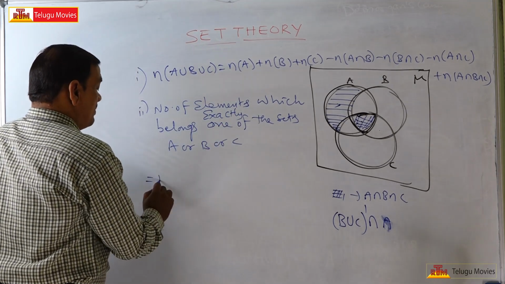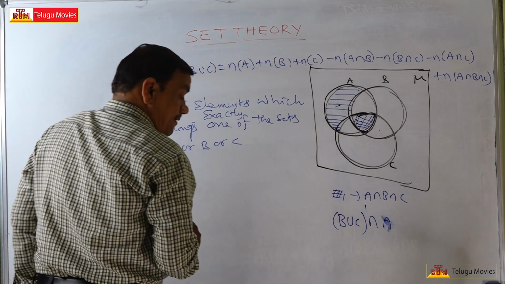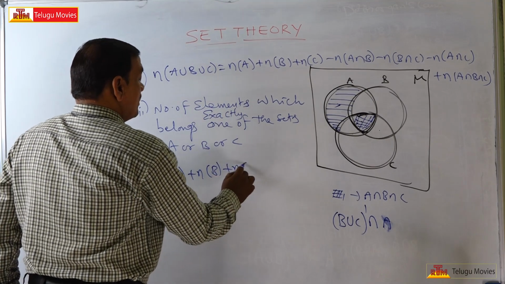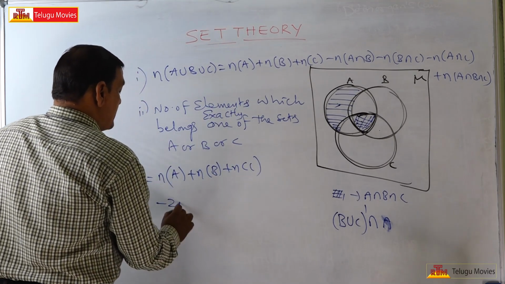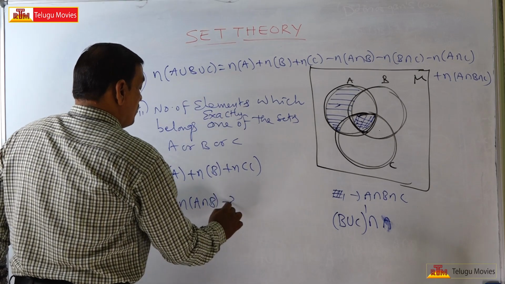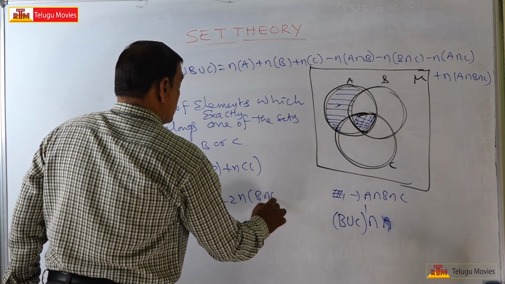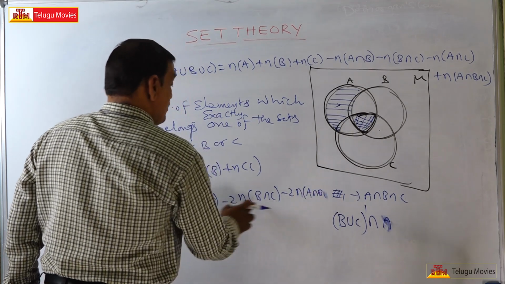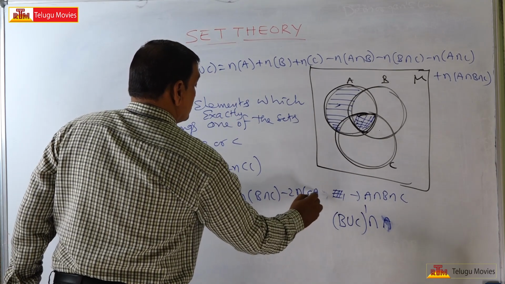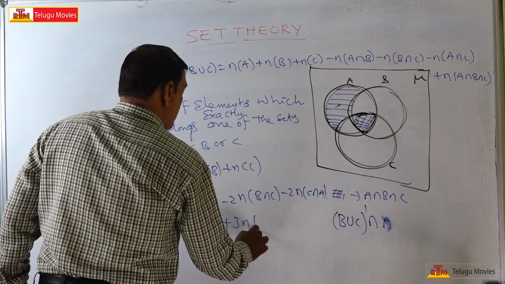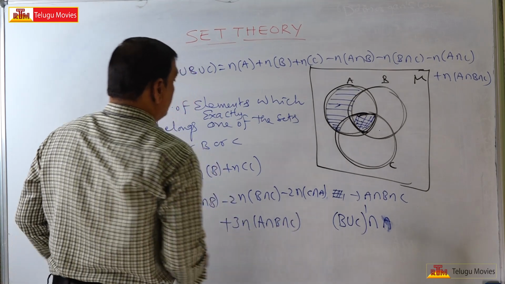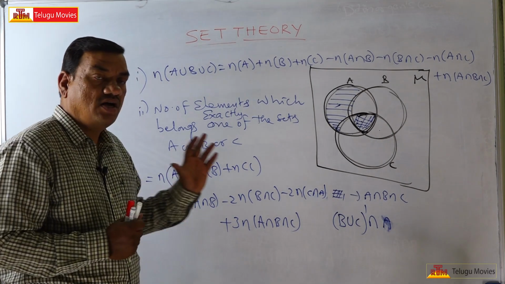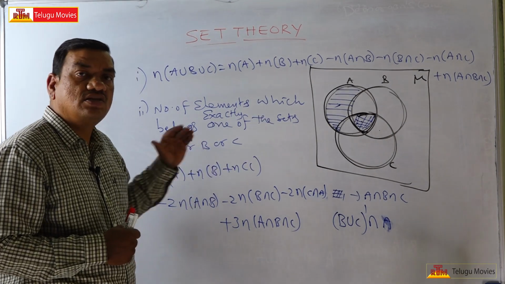Exactly one of the sets is given by the formula N of A plus N of B plus N of C minus 2 times N of A intersection B minus 2 times N of B intersection C minus 2 times N of C intersection A plus 3 times N of A intersection B intersection C. So this formula is also very, very useful while solving the problems. Okay, now let us see some more concepts.